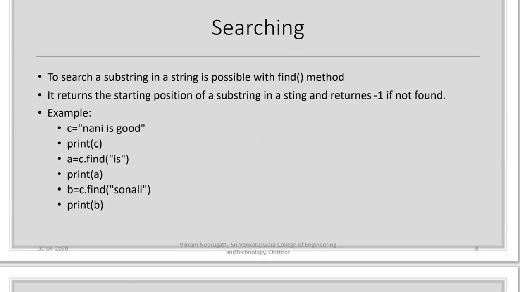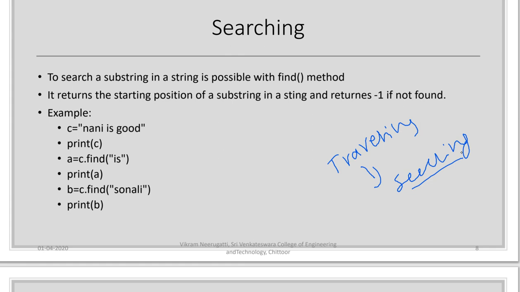Searching. Previously we have seen traversing. With the help of this also we can search for an element. And apart from this we have one built-in function called find. With the help of find we can search it out. Find gives two kinds of output. One is -1 and the other one is the position. -1 if it is not found. If the element you are trying to find is not found, then the output will be -1. If it is found, then it returns the position within the string.